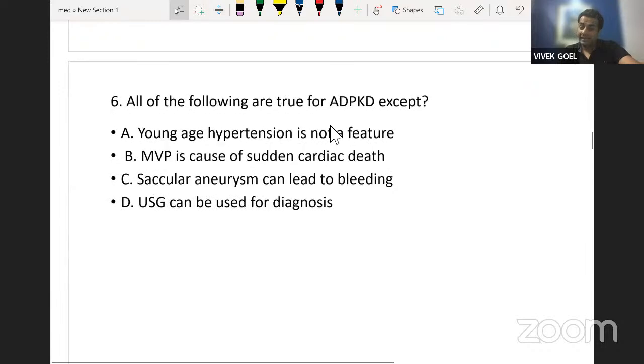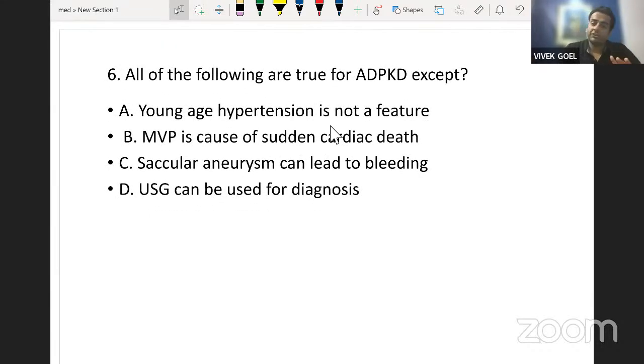Now, again, this is a controversial question. Please, I'm not trying to pinpoint an answer here. I'm trying to give you the concept and the fallacy of the question. All are true for ADPKD, except... many of you said that there was an image based off polycystic kidney disease given in the question.